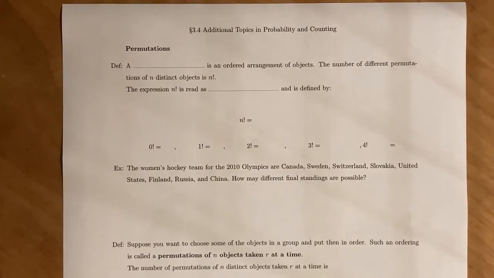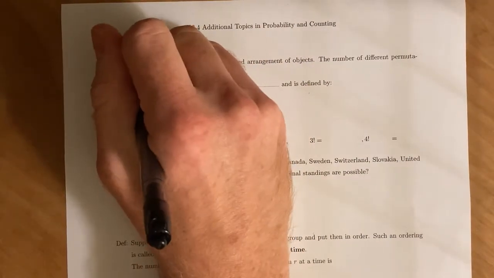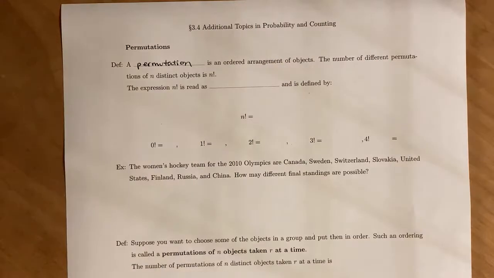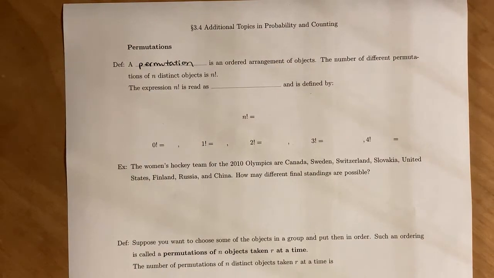And so section 4 brings us to these additional topics in probability and counting. You may have seen these in one way or another in your Algebra 2 class in high school. We're going to begin with permutations. So a permutation is an ordered arrangement of objects.